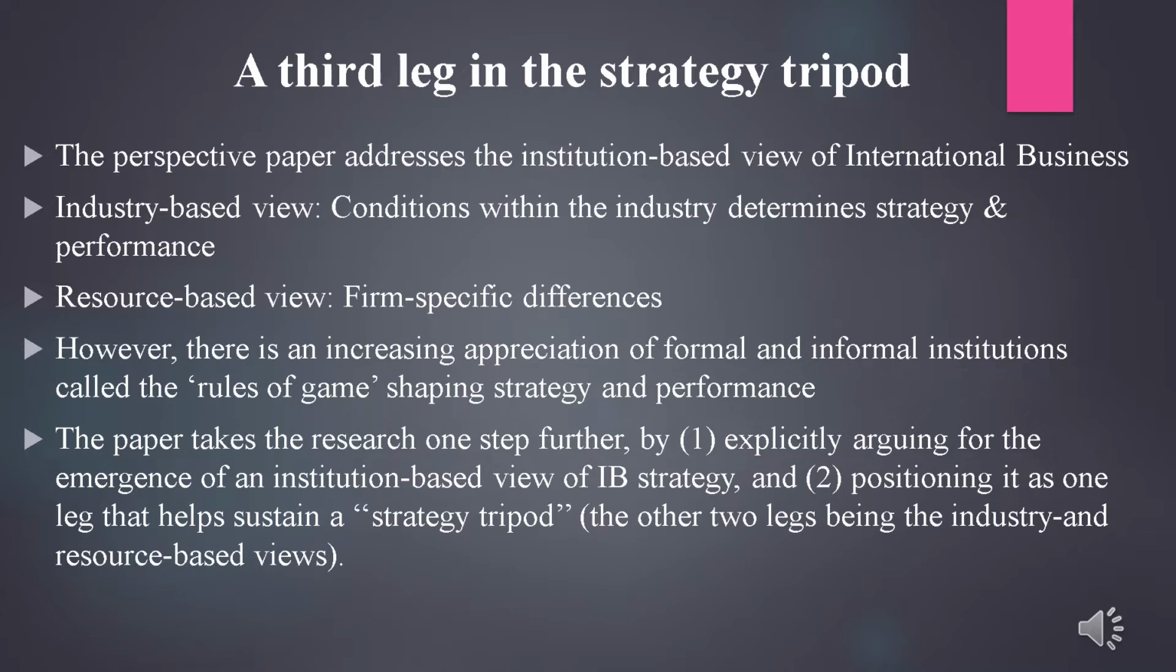This perspective paper talks about the institution-based view of international business. It is positioned as one leg that helps sustain the strategy tripod, the other two legs being the industry and resource-based views. The two important questions being addressed are what drives the firm's strategy in international business, and what determines the success and failure of firms around the world. There are two perspectives that address those two questions.